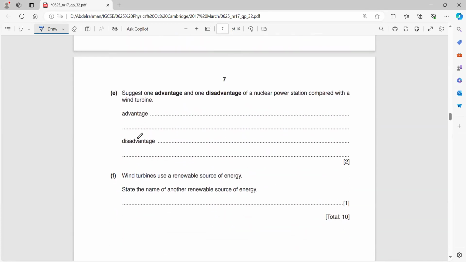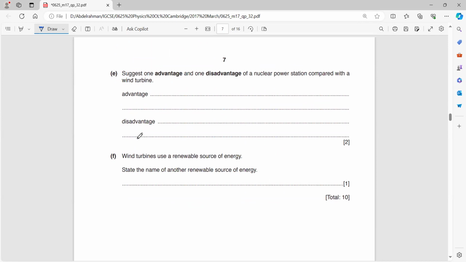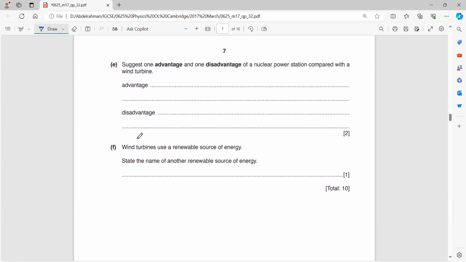So just one advantage and one disadvantage of a nuclear power station compared with a wind turbine. How can we compare them both? Someone said higher energy output. What else? Low initial cost. Save fossil, not noisy, reliable, non-renewable. Advantage is more reliable.